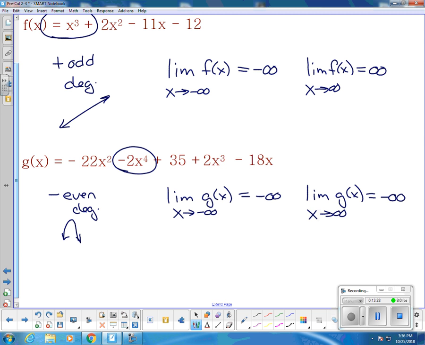Okay? It's that easy. Don't get bogged down with, what about all the other x's. It doesn't matter what the other x's are doing. The other x's are creating the hills and valleys in between the end behaviors. We are only looking at end behaviors for right now. Okay?